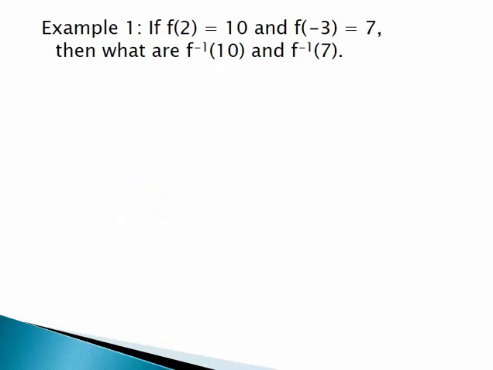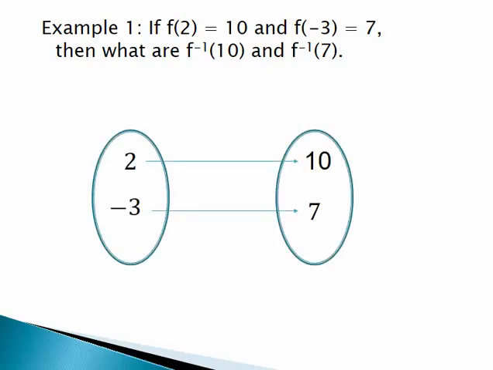Let's look at one more quick example. This is a short example, again, just to kind of emphasize the definition. So if f of 2 equals 10 and f of negative 3 equals 7, then what are f inverse of 10 and f inverse of 7? Okay? So I've set up the arrow diagrams here. We only know the two values. We know that my function f sends 2 to 10 and negative 3 to 7.